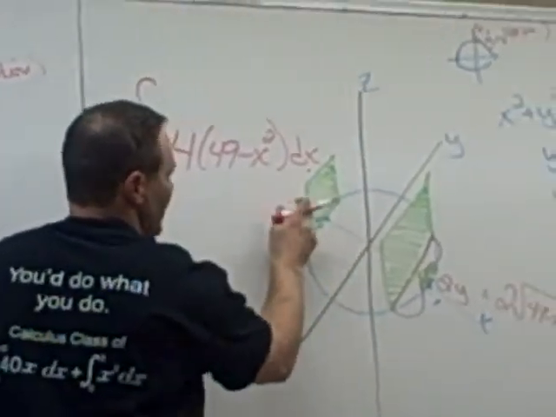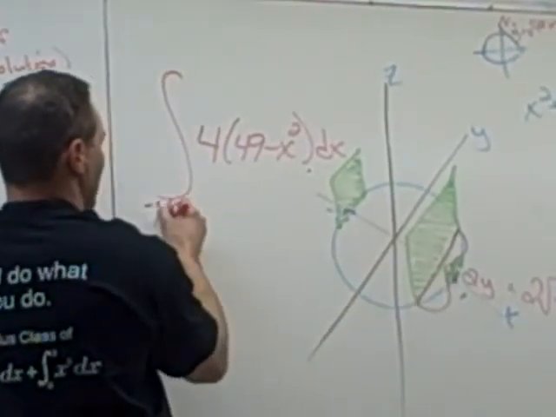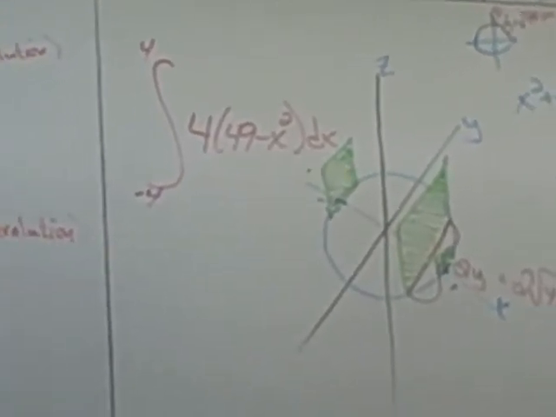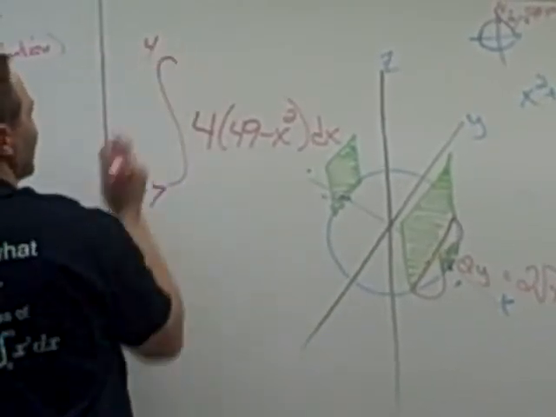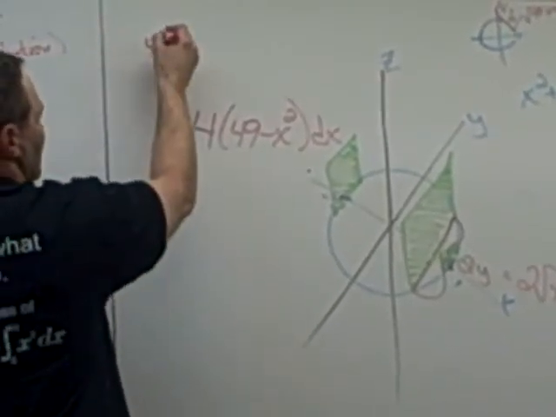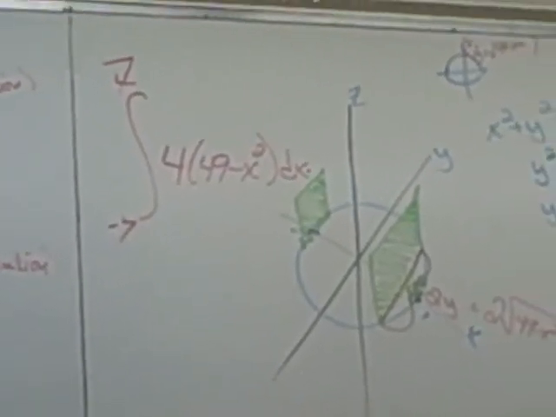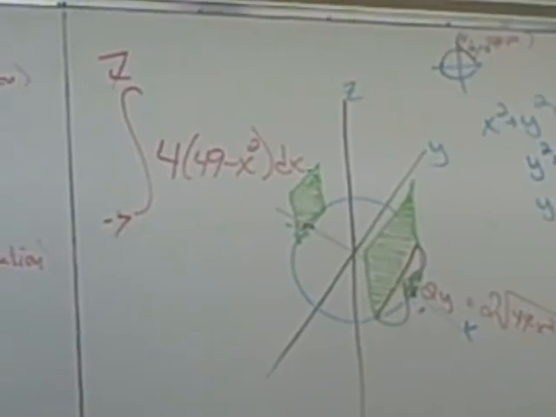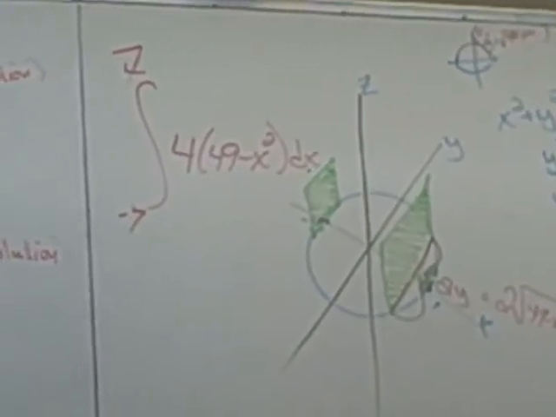Okay, and if we're integrating with respect to x, we're going from here to here, so that'd be negative 4 to 4. You mean 7? Oh, we used 4 first though, sorry. Now how am I going to change that into a 7? Why don't you just integrate from 0 to 7 and multiply by 2? Good.